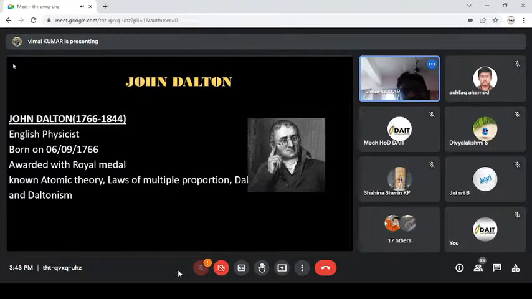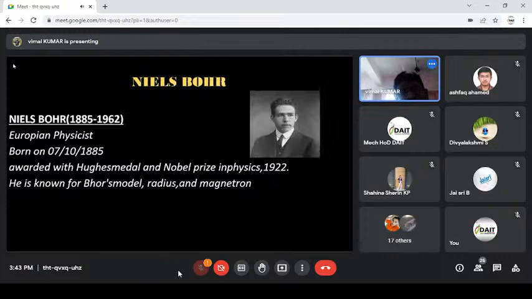Fine. Next, we will be discussing John Dalton. John Dalton is an English physicist. He was born in the year 1766, and he was awarded the Royal Medal. He is known for atomic theory, the law of multiple proportions, and Daltonism. Then Niels Bohr, a European physicist. He was born on 7-10-1885, and was awarded the Hughes Medal and the Nobel Prize in Physics in the year 1922. He is known for the Bohr model and Bohr radius.